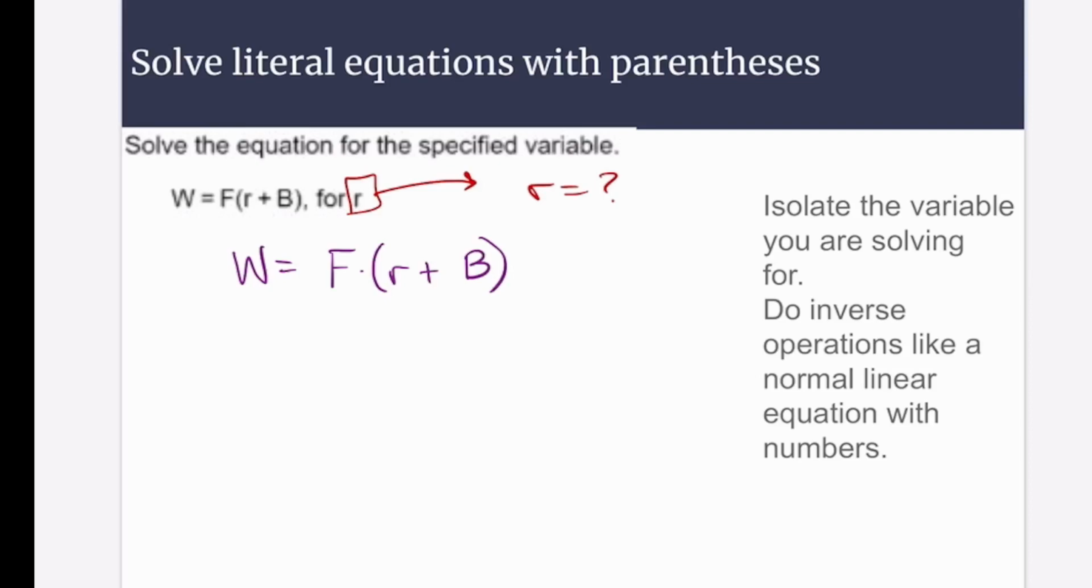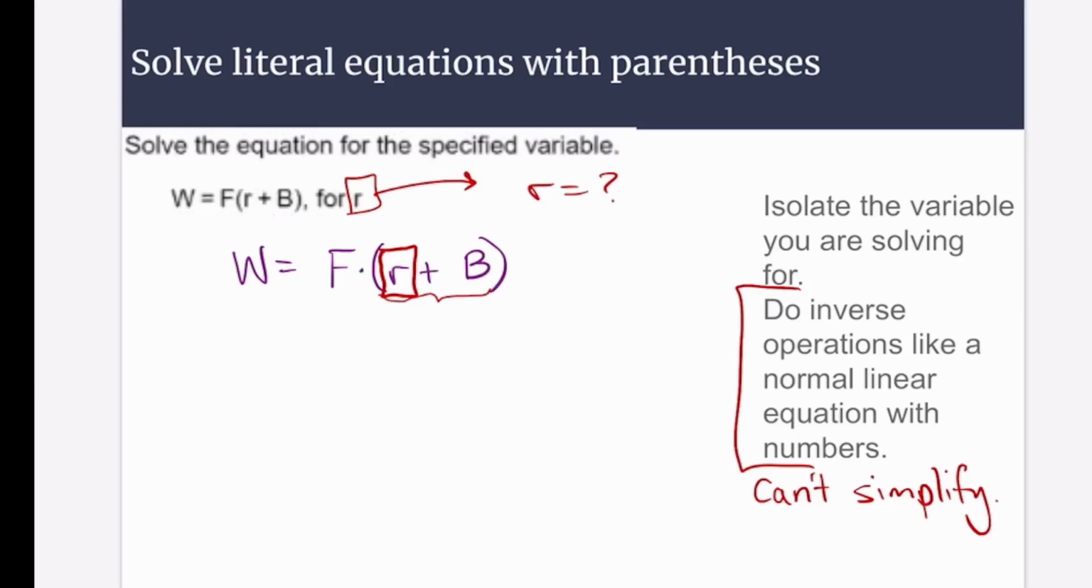We're going to solve literal equations using the same steps as normal linear equations with numbers. We just are probably not going to be able to simplify. We might be able to simplify part of it, but chances are we're not going to be able to simplify everything. So our R in this case is actually inside the parentheses. So here's what we want to do. We can't touch anything in those parentheses. We have to get rid of the stuff outside the parentheses first.